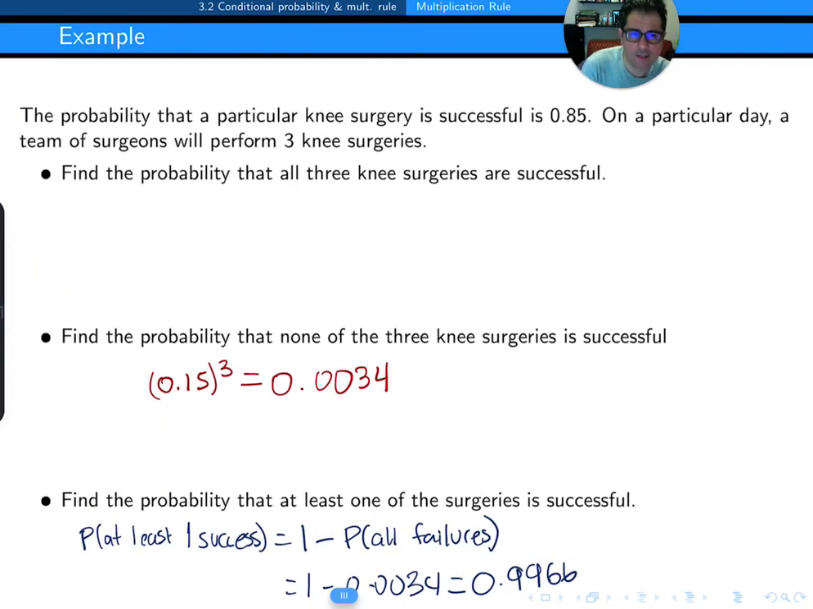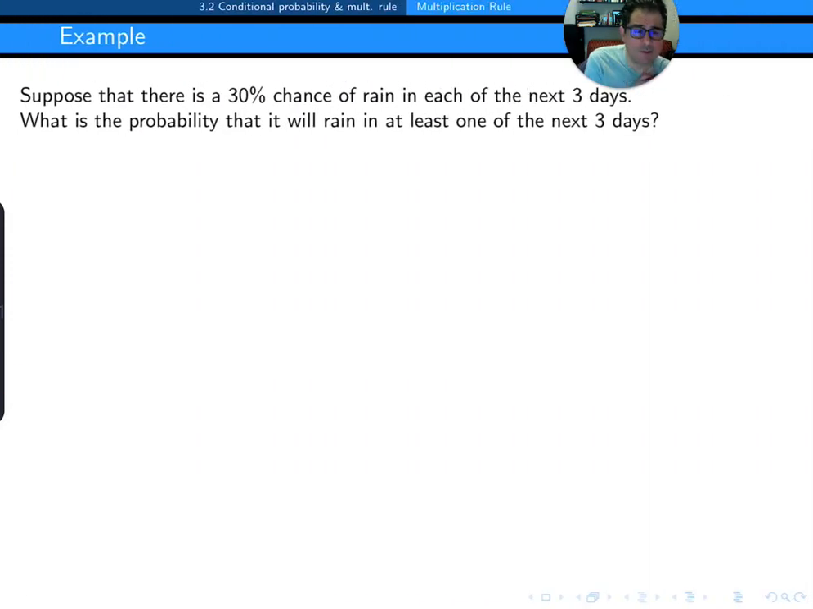I have one more example I'm going to squeeze into this video to not make another one. And it's the same spirit. It says, suppose there is a 30% chance of rain in each of the next 3 days. And I'm going to assume that they're independent. Okay? The fact that it rained on one day does not affect what's going to happen on the second day and so on, which is probably not true, but let's assume that that's the case for this example. So what's the probability that it will rain in at least one of the next 3 days?